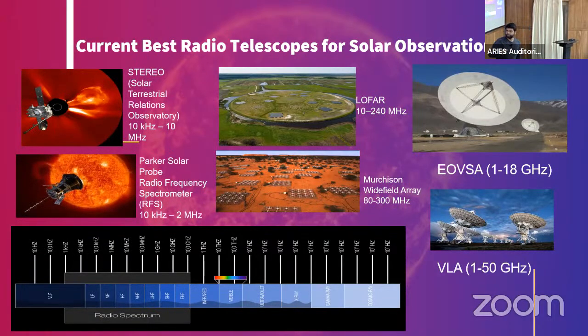And at low frequency, as I said, there is an atmospheric cutoff. You need to go to space, and we have the radio antenna spectrometer from the Parker Solar Probe, the ARIES, and the STEREO. This one is older, 10 kilohertz to 10 megahertz. So basically, these are the best that we have at the moment, and getting observations from all of them is very tough. So we are limited by solar dedicated instruments, and that sums up here.